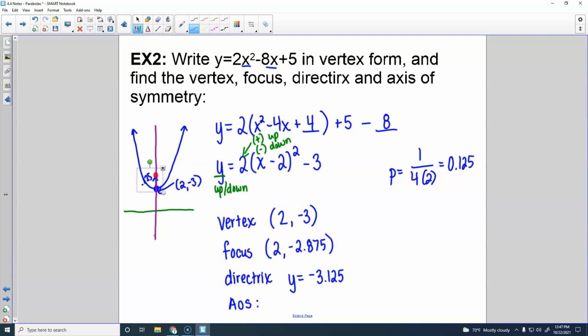My axis of symmetry is vertical. X equals or Y equals line? X equals. Axis of symmetry, the vertex is on the axis of symmetry. What's your X coordinate there? It's 2.